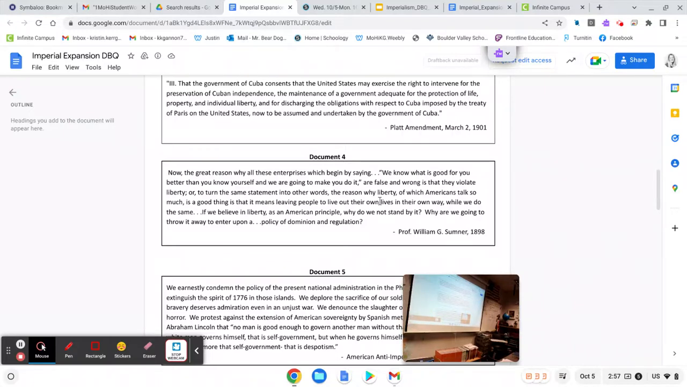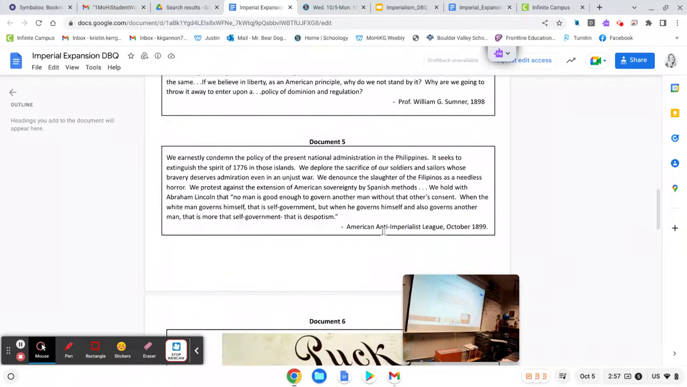Okay. Document 5. Let's look and see who wrote this little snippet. Oh, the Anti-Imperialist League. Well, this clearly is going to be a negative. Boo to imperialism. They don't like us. Well, how do we know that they don't like us? If you look in the third line down, they said we are slaughtering Filipinos. So you should highlight that third line down, slaughtering Filipinos.